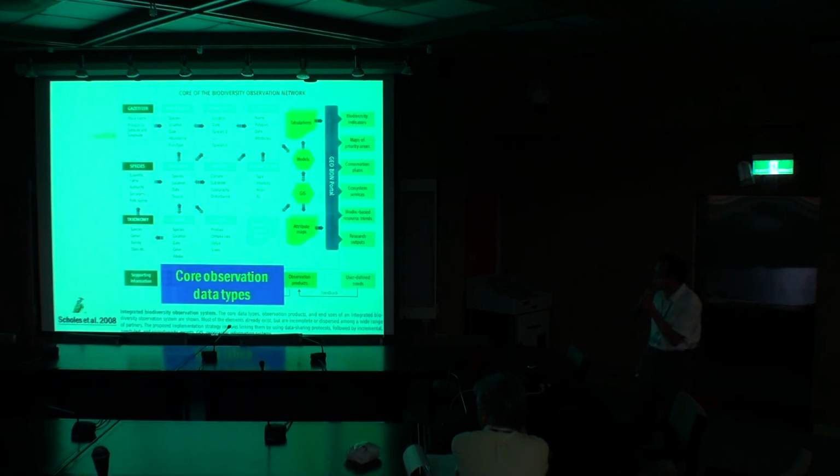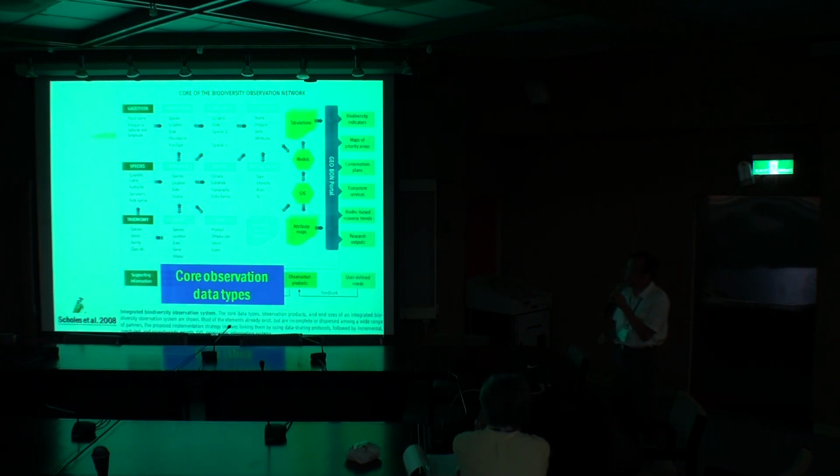Speaking of frameworks, Scholes et al. proposed a very complicated framework called the integrated biodiversity observation system in 2008. From this map, you can see there are many core observation data types. Today, many talks are about how to use these data combined with GIS, and very few talks relate to data at the level of population, community, and ecosystem.